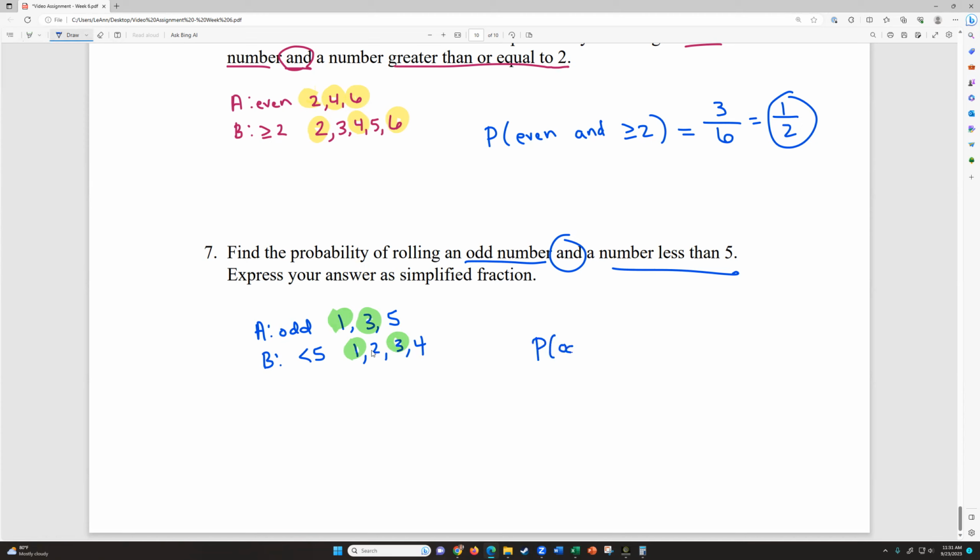So the probability of being odd and less than 5 on a 6-sided die is 2 of the outcomes were both, the 1 and the 3, and 6 outcomes total for the sides of the die. So that one reduces to 1/3. So what we're saying there is if you roll the die, the probability that the number that pops up is odd and less than 5, you have a 1 out of 3 chance that that will happen.